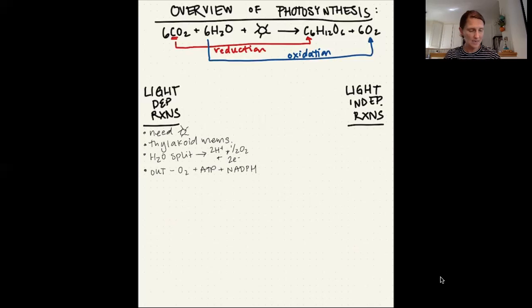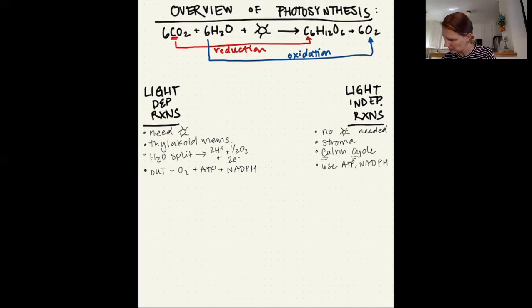So in the light-independent reactions, no sunlight is necessary. This is going to occur in the stroma. It is otherwise called the Calvin cycle. And I always remember that Calvin in the cycle reminds me of carbons. We're going to be dealing with carbons, right? So in the light-independent reactions, we're going to use ATP and NADPH from the light-dependent reactions to create C6H12O6.